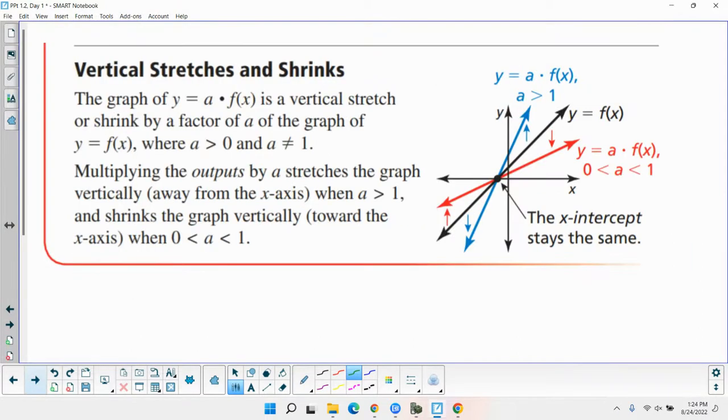Next one. Vertical stretches. We're not going to worry about horizontal stretches and shrinks. This gets kids really confused. So we're just going to concentrate on vertical stretches. The graph of y equals a times f of x is a vertical stretch or shrink by a factor of a, just like before. If it's greater than 1, it's a stretch. If it's between 0 and 1, a fraction or decimal, it shrinks it. Okay?